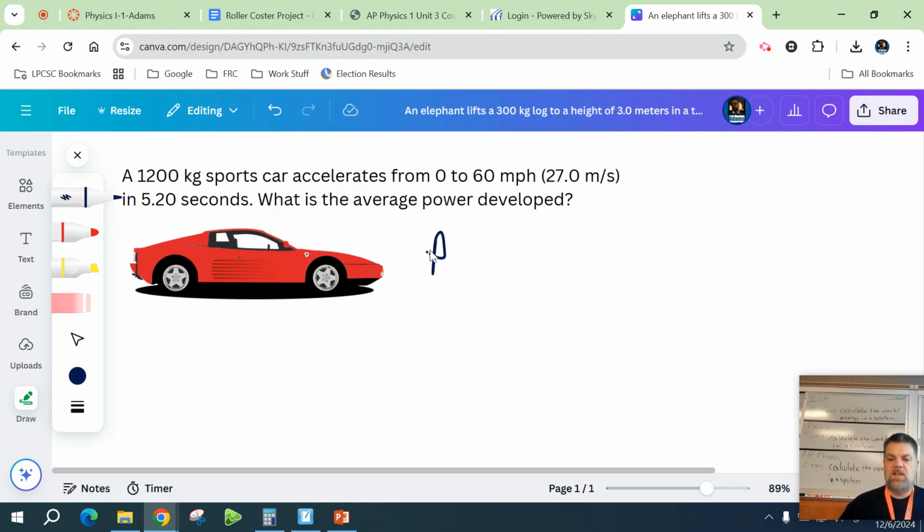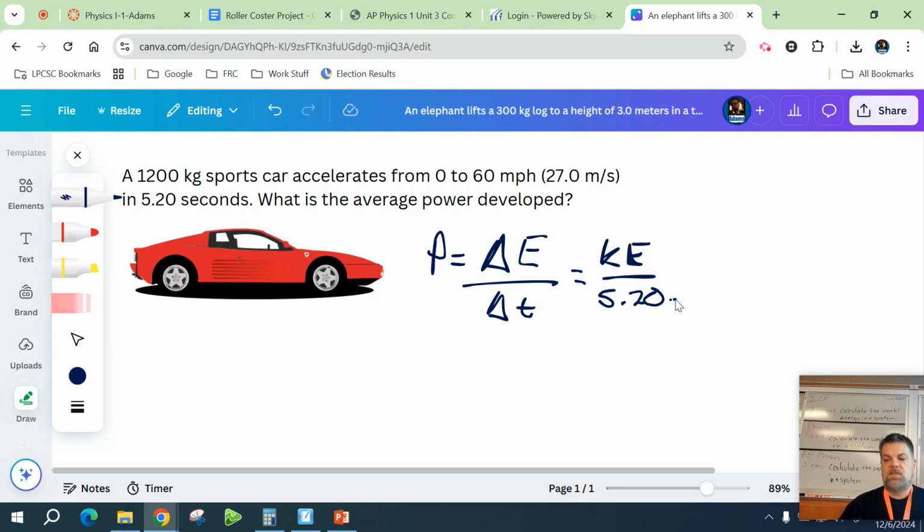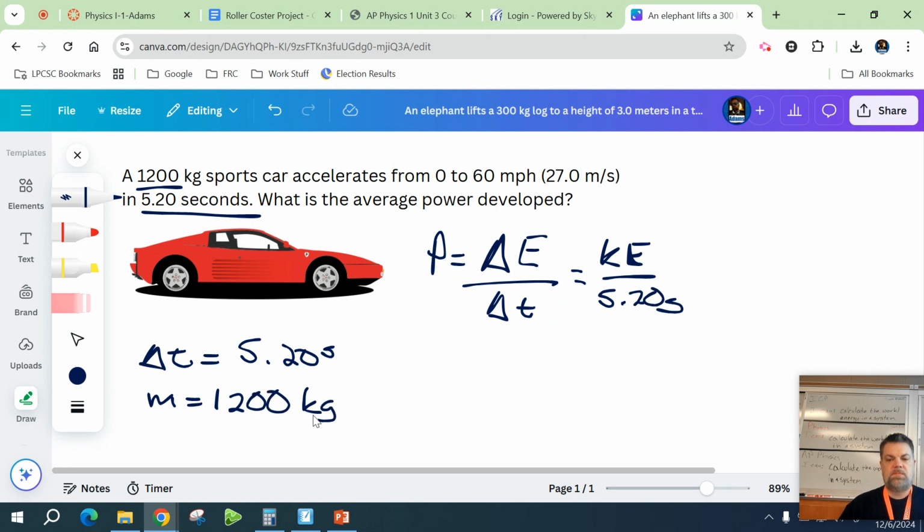So let me, I realize I haven't been writing this down. So it's the change in energy over the change in time. What type of energy? Kinetic energy over the time, and we know the time is 5.2 seconds. Right, that's what the time is. So let's write that down. Delta T equals 5.2 seconds. We know that the car has a mass of 1,200 kilograms. We know that it has a velocity of 27 at the end, meters per second.